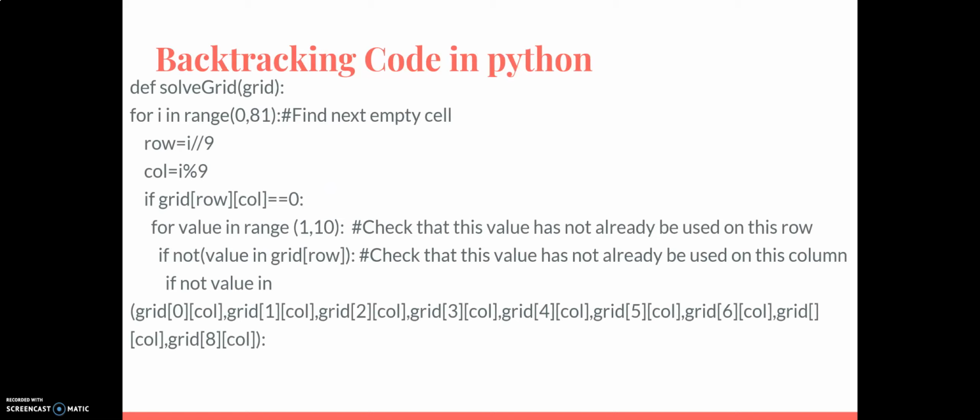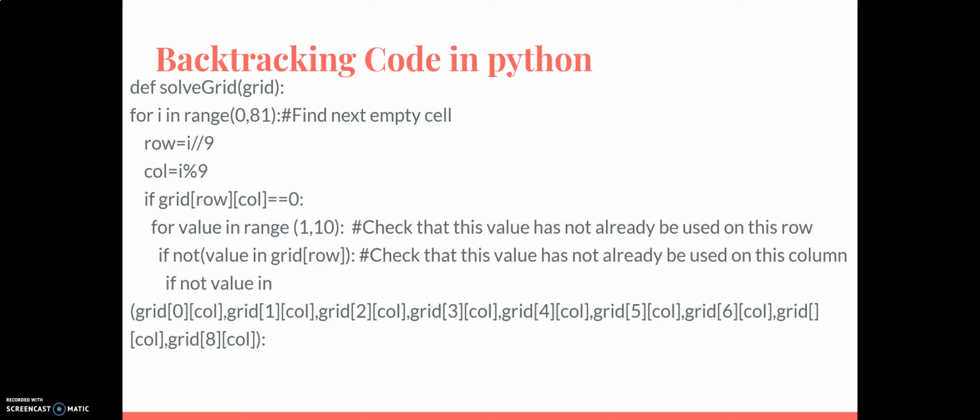So I use some Python code for backtracking, and I'll just go through that. As we explained before, the first step is to find the next empty cell. We'll do that in a for loop, and then we'll place our first value, starting at 1, in that empty cell, and we'll check that that value has not already been used in that row. If it has, we can backtrack. So this is where the first example of backtracking starts.